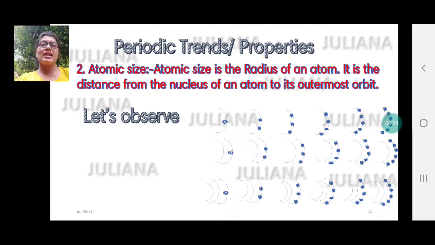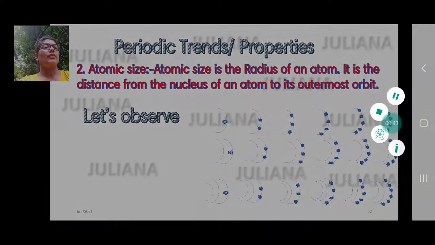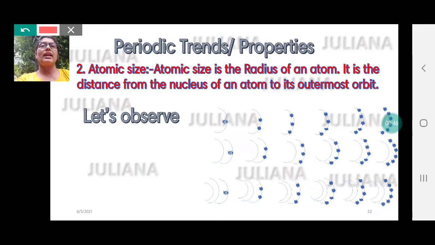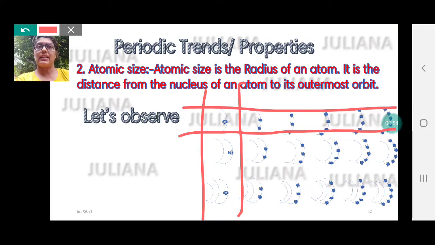Atomic size is the size of the atom. When you say the size of the atom, it means the radius of an atom. What does radius of an atom mean? It's the distance from the nucleus till the outermost shell. So let us understand what is happening about the atomic size from top to bottom, that is in a group, and from left to right, that is across a period.